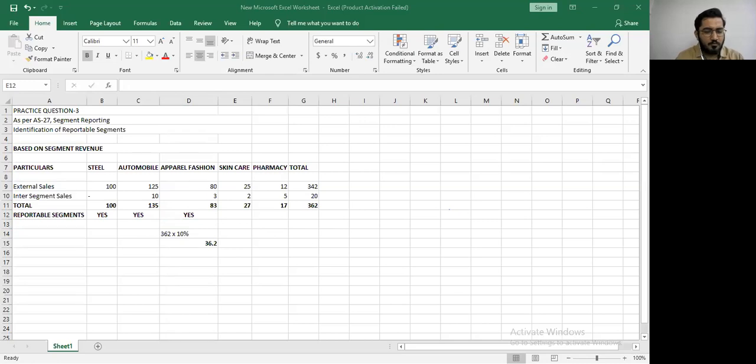Come to the next one. What about skincare? Do you need separate disclosures for skincare? Of course not, because your 10% comes to 36.2, but your skincare segment's total revenue is 27, so no disclosures required.